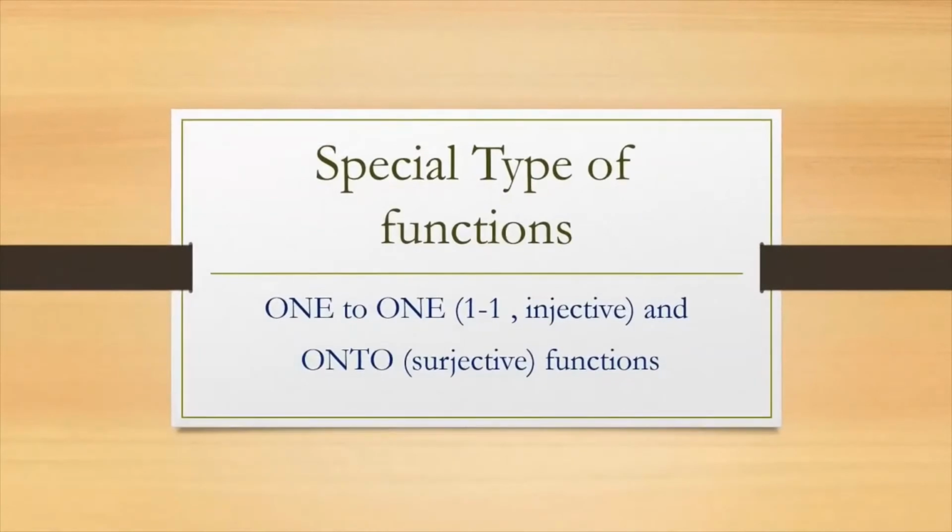So next are some special types of functions. They are mainly called one-one functions or injective functions, and onto functions or surjective functions. So, one-one and onto functions.